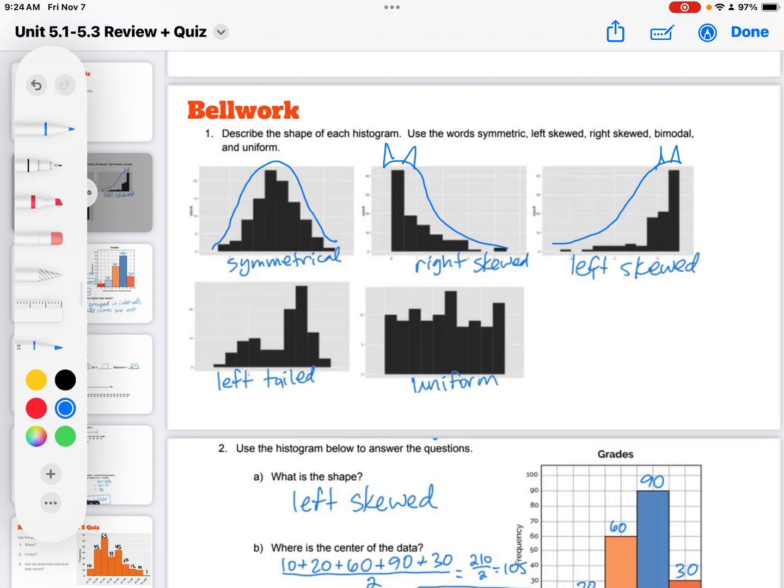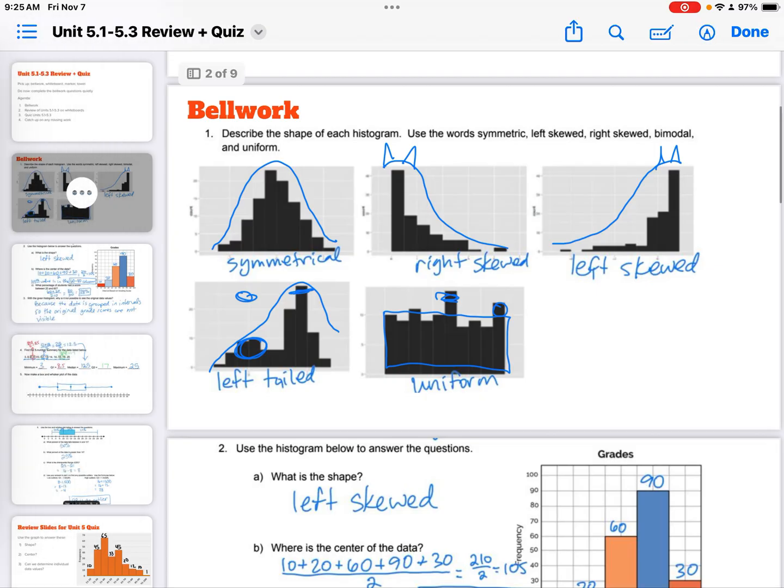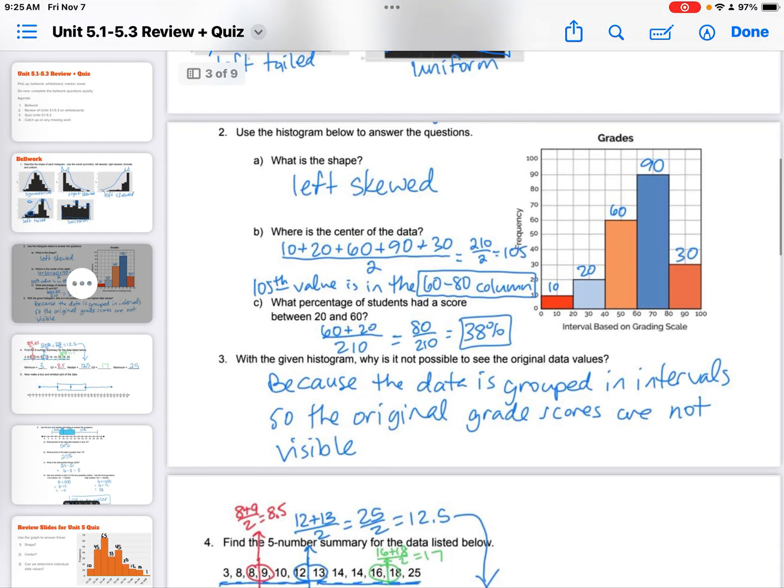The next one would also be left skewed because again, we see this pattern here, tail on the left. We wouldn't call this bimodal because these bars over here aren't quite the same height as the ones over here. And the last one is roughly uniform. I know there are a couple of peaks that are a little higher, but generally it makes a rectangular shape. Okay?